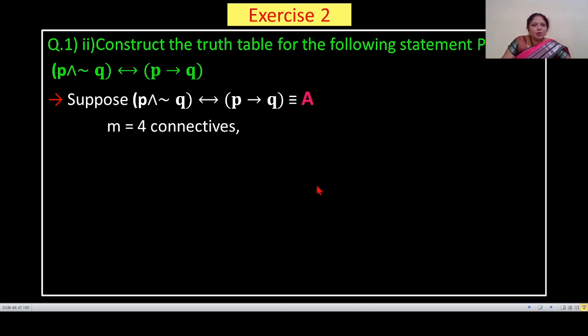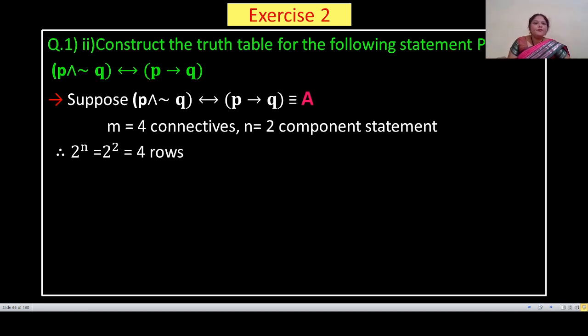M equal to 4 connectives and N equal to 2 component statements. That means main statements P and Q. Therefore, 2 raised to N equal to 2 raised to 2 equal to 4 rows, and M plus N equal to 4 plus 2 equal to 6 columns.